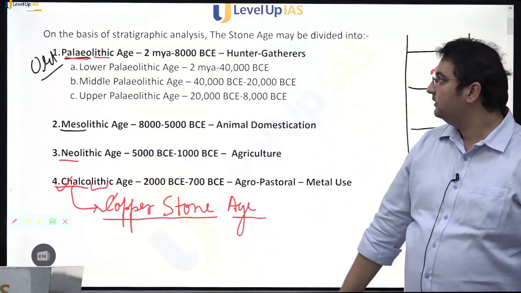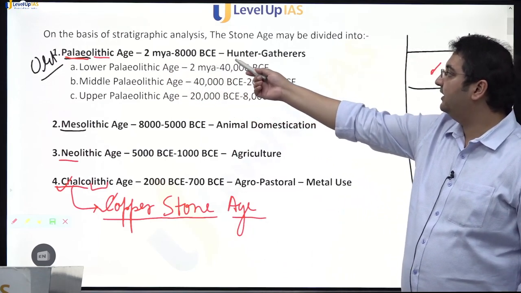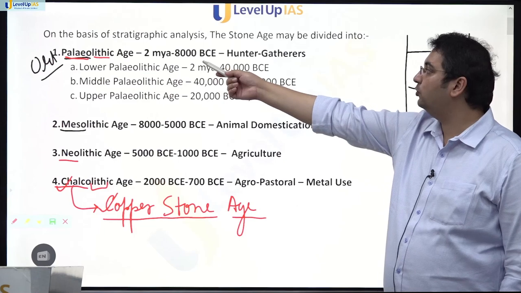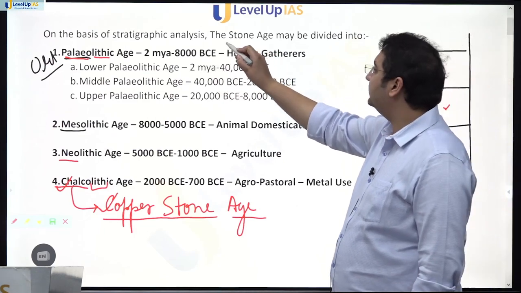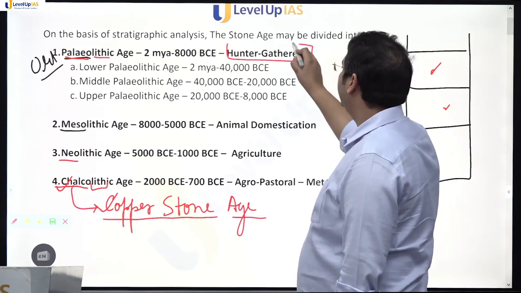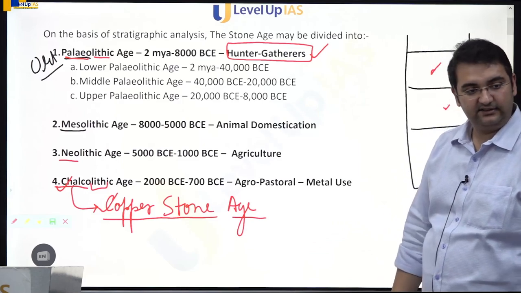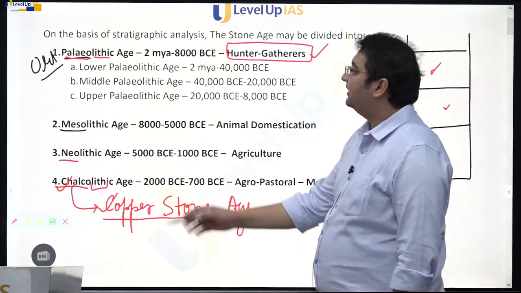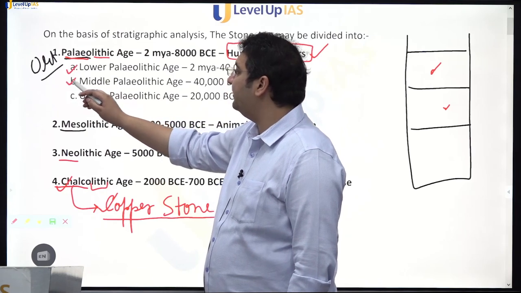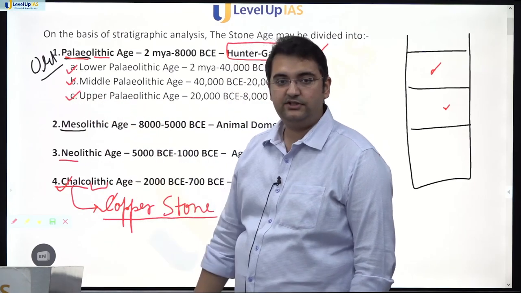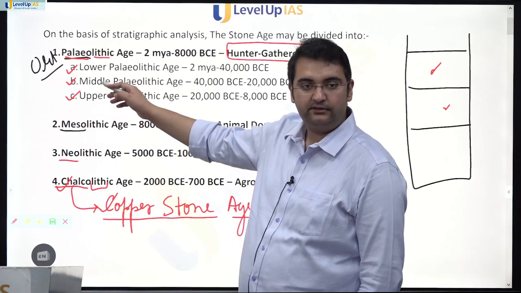Theek hai, this is a basic timeline of these ages. Paleolithic age roughly 2 million years ago to about 8000 years BCE. What was the defining characteristic of human existence? Human beings were hunters and gatherers. Theek hai, it can further be subdivided into three phases: lower, middle and upper Paleolithic age. Batao, which is the oldest, which is the most recent of these?